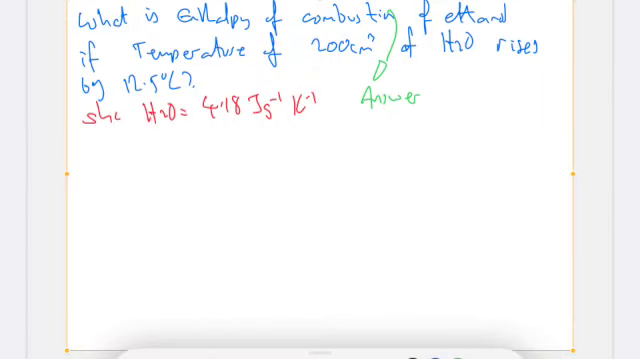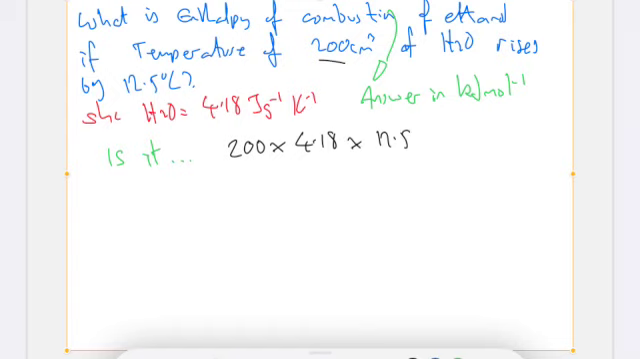Today we're having a look at Q equals mc delta T and a couple of ways that they can challenge you with this style of question. Number one, what is the enthalpy of combustion of ethanol if the temperature of 200 cm cubed of H2O rises by 12.5 degrees C? They always give you the specific heat capacity of water in the question, 4.18 joules per gram per Kelvin. We want the answer in kilojoules per mole. So we have to do something with the sum to make the answer in kilojoules per mole.